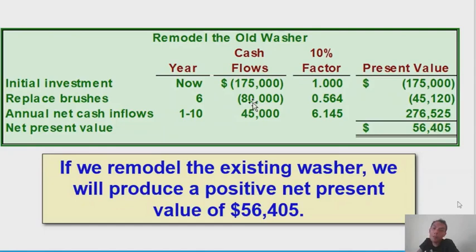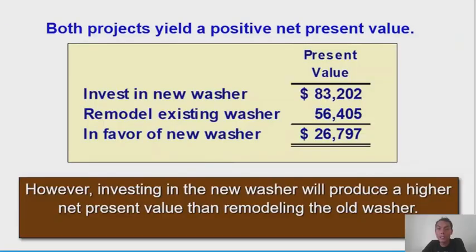Now, if you compare the two examples, yung buy new washer or remodel the old washer, parehas na positive. So, ibig sabihin, acceptable siya parehas if we use the NPV requirement for accepting or rejecting a project. Since parehas sila ng positive, okay, kailangan pumili lang tayo ng isa. So, both projects yield a positive net present value. So, parehas na positive. Ito yung invest in new washer.